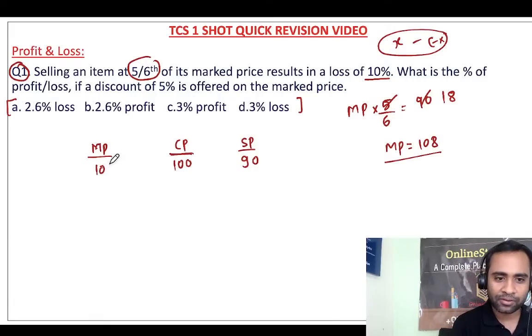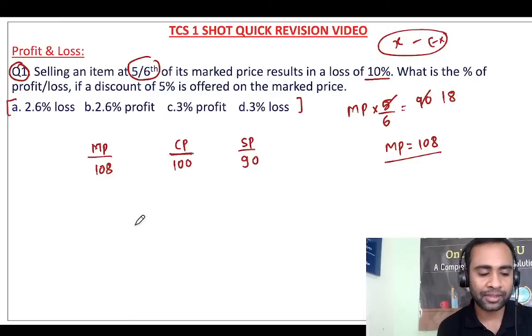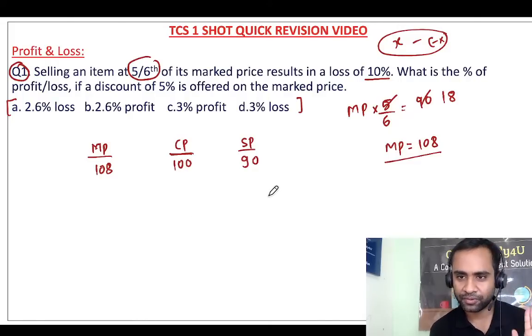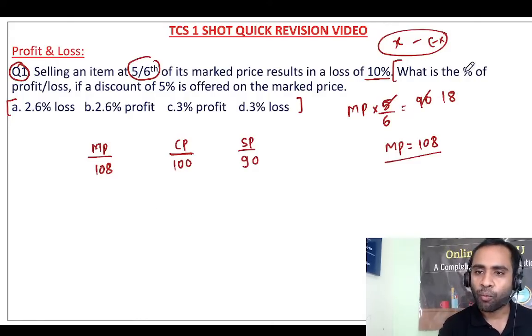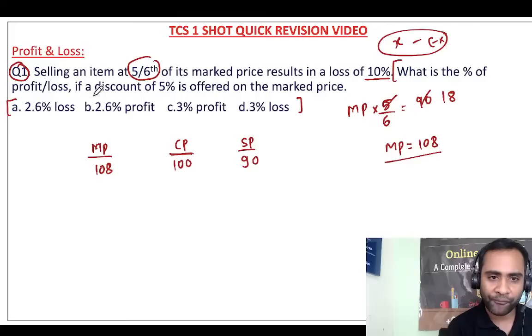Sir, marked price you have already explained. Sir, selling price you have already explained. And sir, cost price also we know. Now they're asking what is the percentage of profit or loss if a discount of 5% is offered on the marked price. Now we are going to give 5% discount on the marked price.